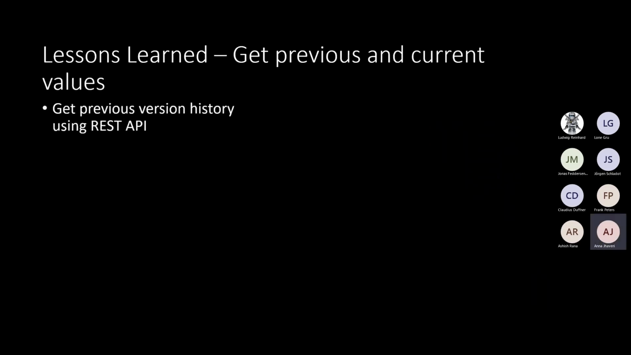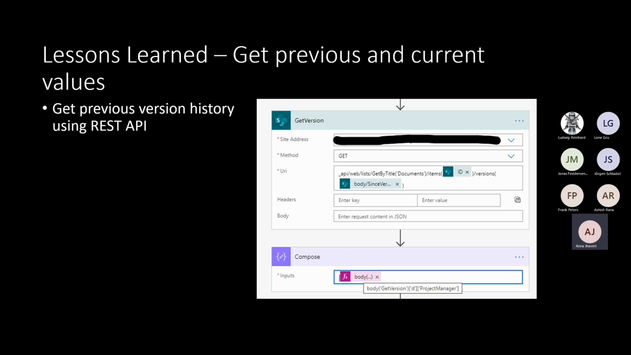All right. So as I mentioned in the get changes slide, if you want to compare what the user had entered previously and what the current values are, you can get the version history of the item using REST API. This is the call that you need to make, where you provide the title of the list, then the item ID, and then what version value you need, and then you can get the value of the version.